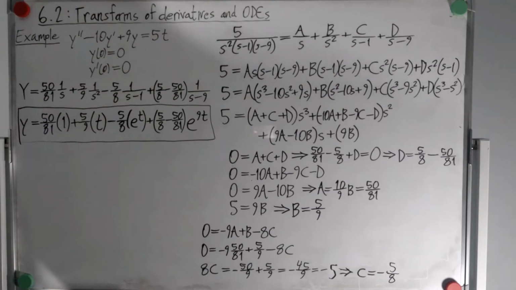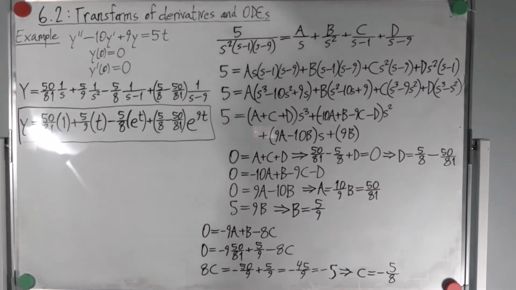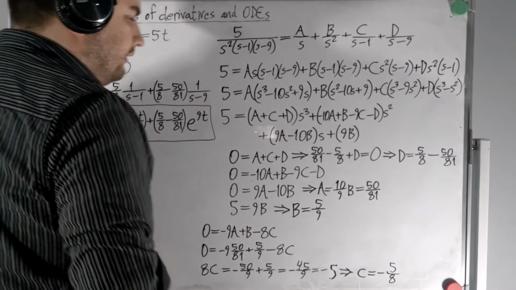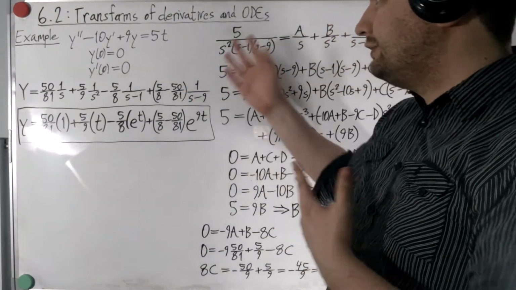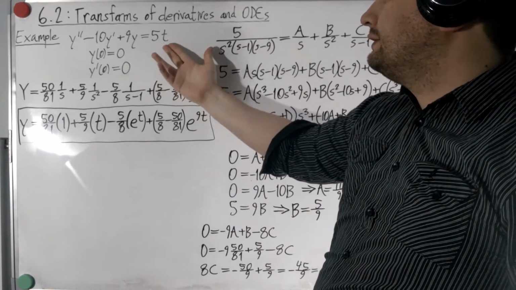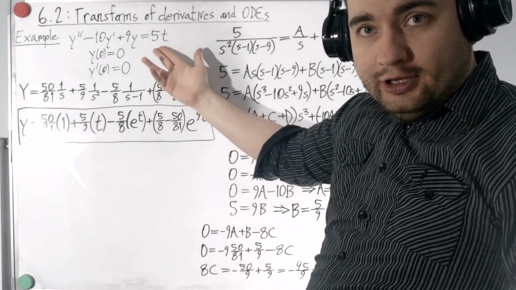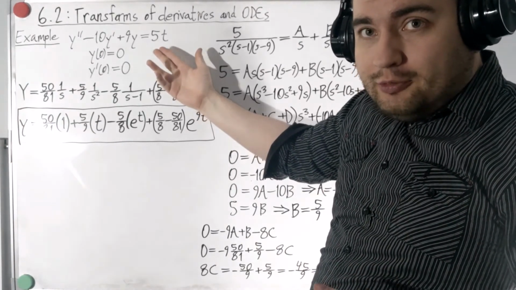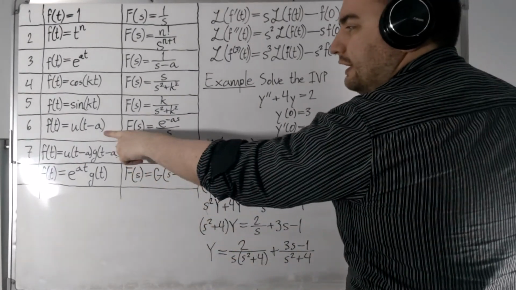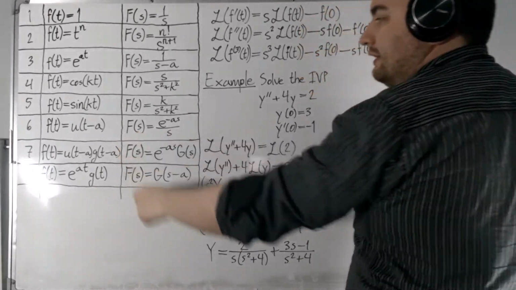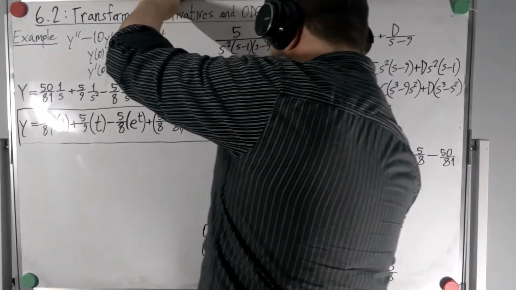Okay? Now, the advantage, as I mentioned before, of using the Laplace transform method is that it allows you to solve these initial value problems even when this inhomogeneous term might not be continuous, because we know how to take the Laplace transform of certain discontinuous functions, like the unit step function. So let's talk about an example where that happens.